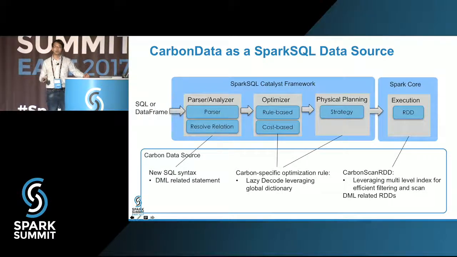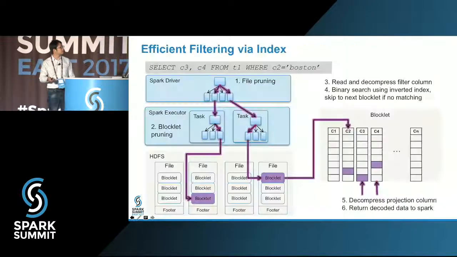The second part is the optimization rule. One of them is the so-called lazy decode. This is to accelerate aggregation queries by leveraging the global dictionary. The third one is about execution. We write some RDDs specific to Carbon, like the scan RDD, which will leverage the multi-level index in CarbonData.